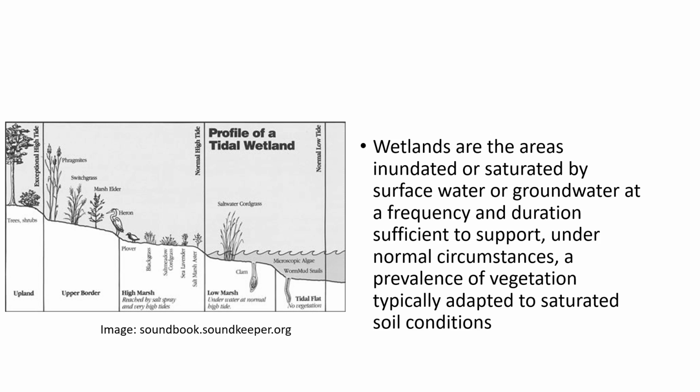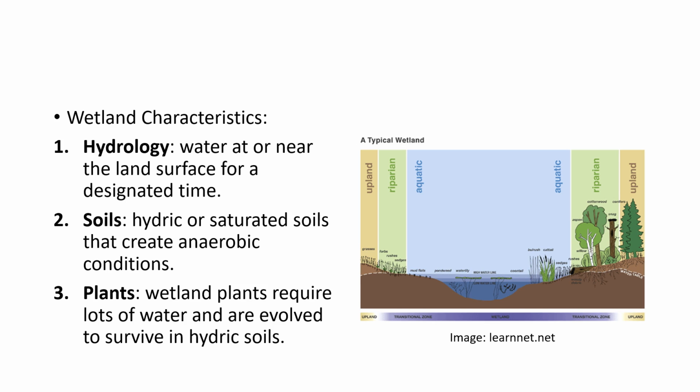And so wetlands are areas that are inundated or saturated by surface water or groundwater at a frequency and duration that is sufficient to support, under normal circumstances, a prevalence of vegetation that is typically adapted to saturated soil conditions. So it's a sort of long-winded definition, and really what that means is that there are three characteristics that drive what makes something a wetland, and they are hydrology, soils, and plants. And in terms of hydrology, this means that for there to be a wetland, it needs to be water that is near or at the surface of the land for some period of time.